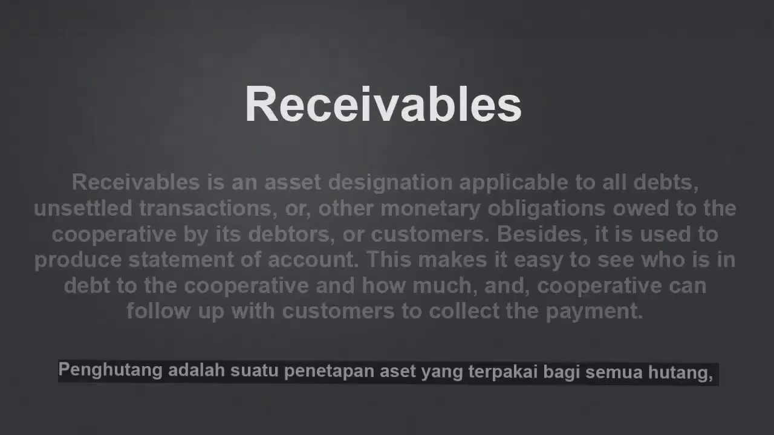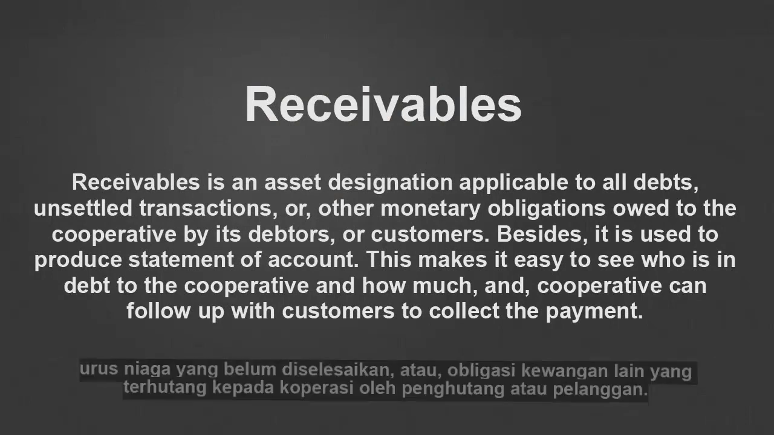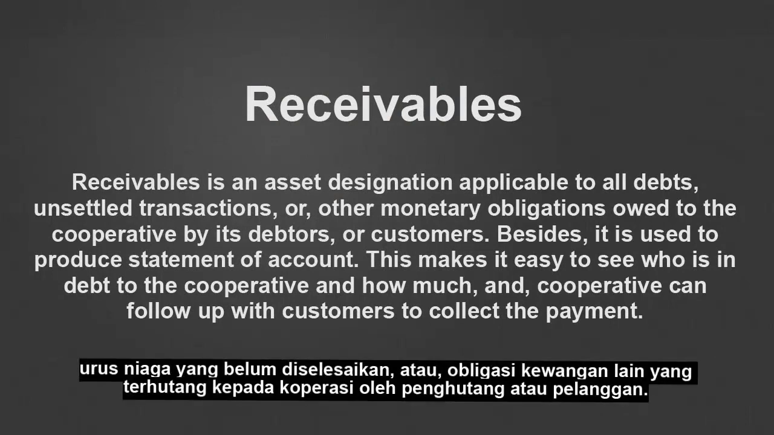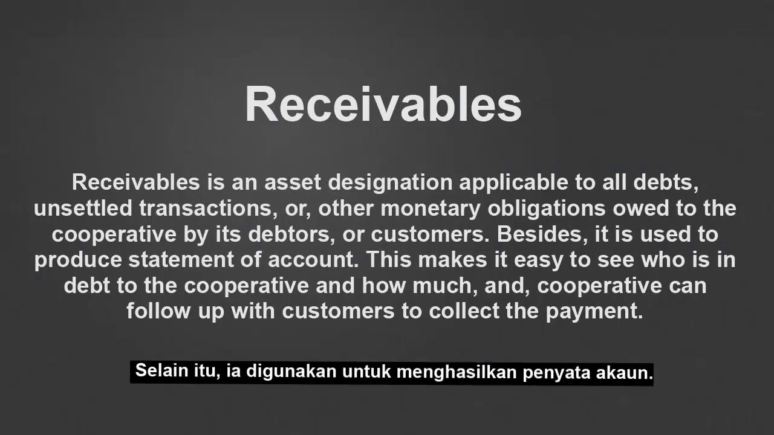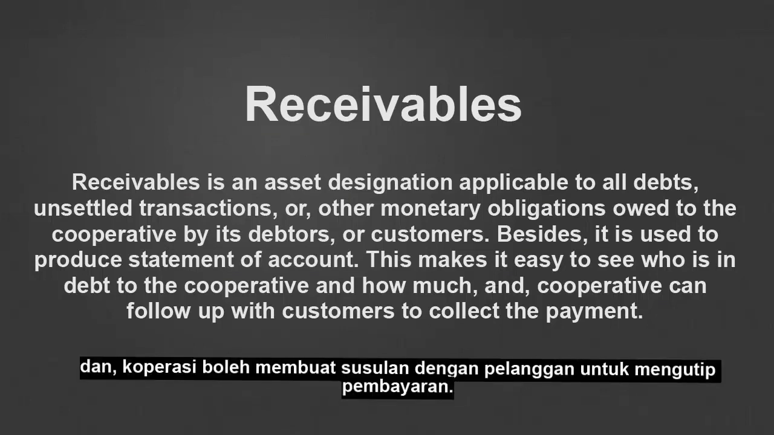Receivables. Account receivable is an asset designation applicable to all debts, unsettled transactions, or other monetary obligations owed to the cooperative by its debtors or customers. Besides, it is used to produce statement of account. This makes it easy to see who is in debt to the cooperative, and how much, and the cooperative can follow up with customers to collect the payment.